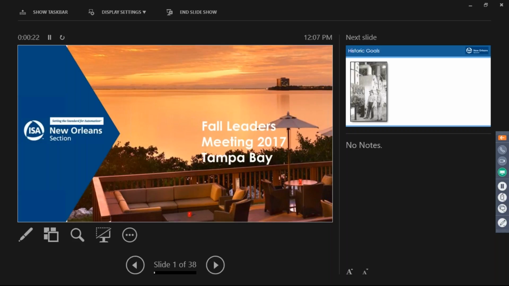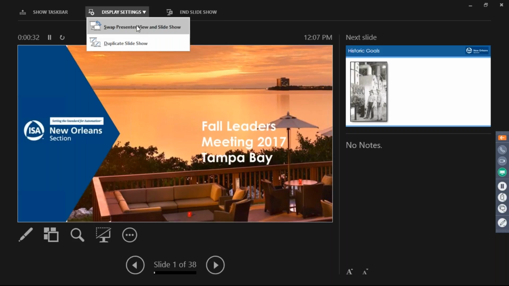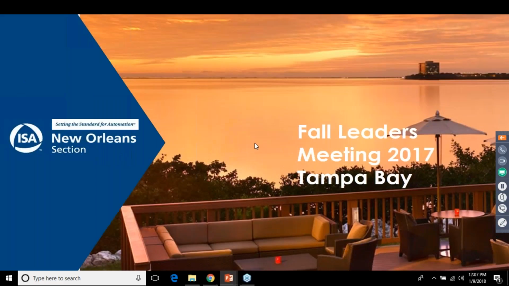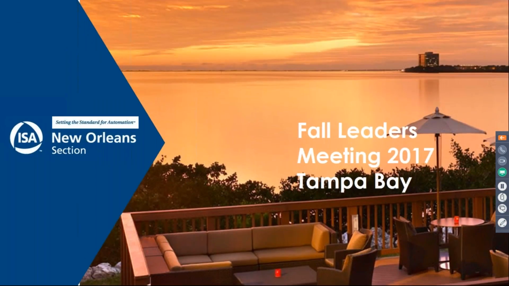The fall leaders meeting was held in Tampa Bay, and again, the logo: keep in mind, setting the standard for automation. That's where ISA is centralized, so we're going to centralize our theme around that. But there was a lot of good information that we were able to get from this.